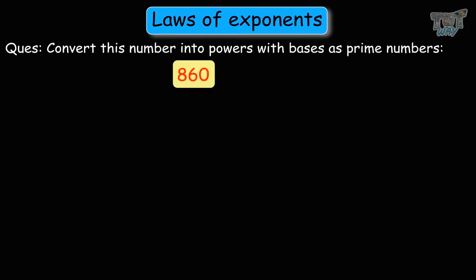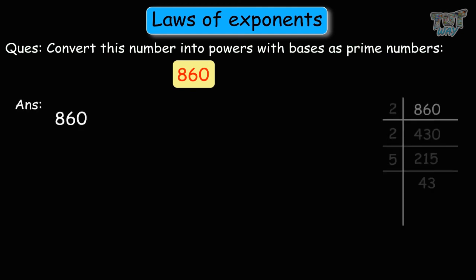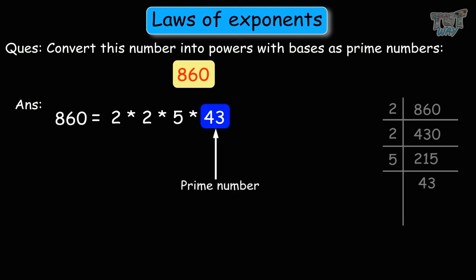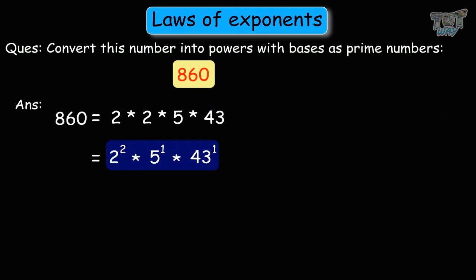Next question. We have to represent 860 in exponential form with the bases being prime numbers. So we do prime factorization of 860 to solve this. We follow through with the steps and we get 2 times 2 times 5 times 43. So 43 is a prime number. We cannot separate it further. 5 is only 1, so we write it as 5 to the power 1, and there are two 2's, so we get 2 to the power 2. This is our exponential form of 860 with bases that are prime numbers.